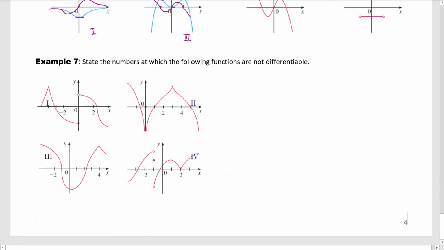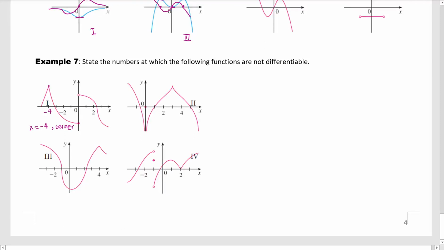Example 7. State the numbers at which the following functions are not differentiable. Okay, so let's look. All right. So this guy, you look at here, we have a corner, right? So it's 1, 2, 3, 4. So this is -4. The first picture is not differentiable at x equals -4. And what is the type? We have a corner there. So far, so good, everybody. Oops, so we have one more. We have a corner here.